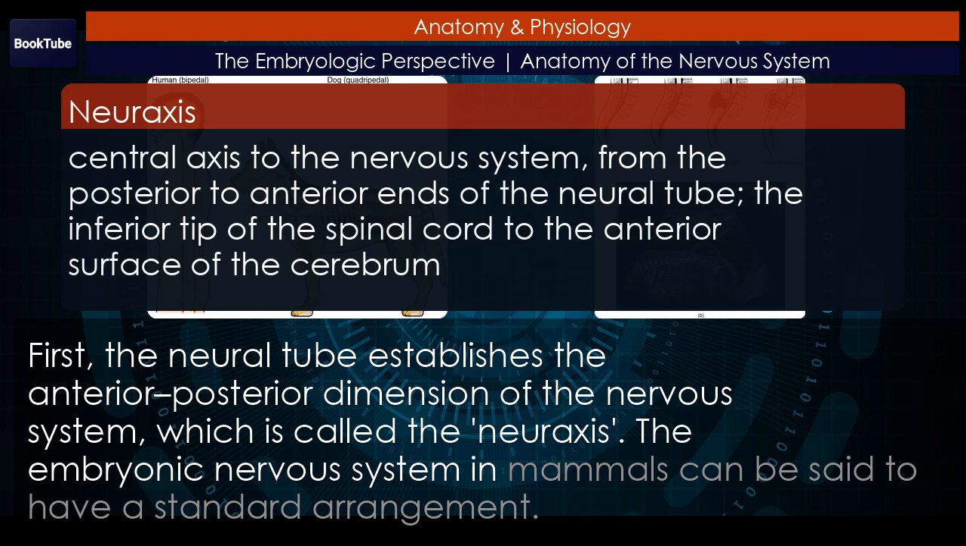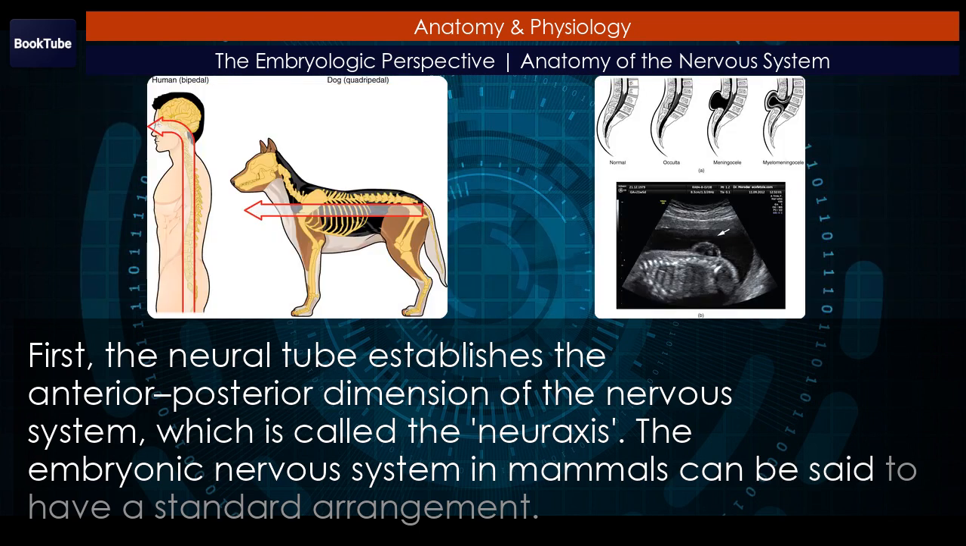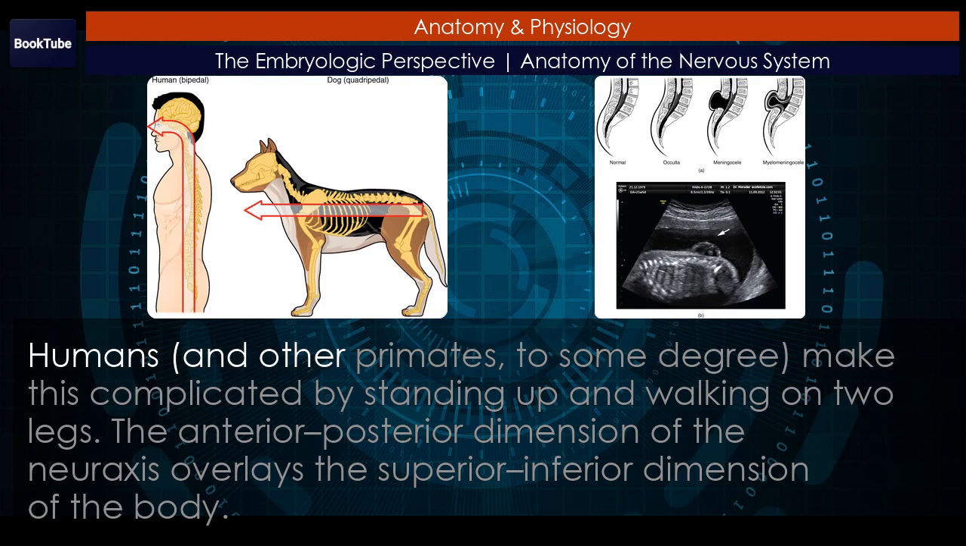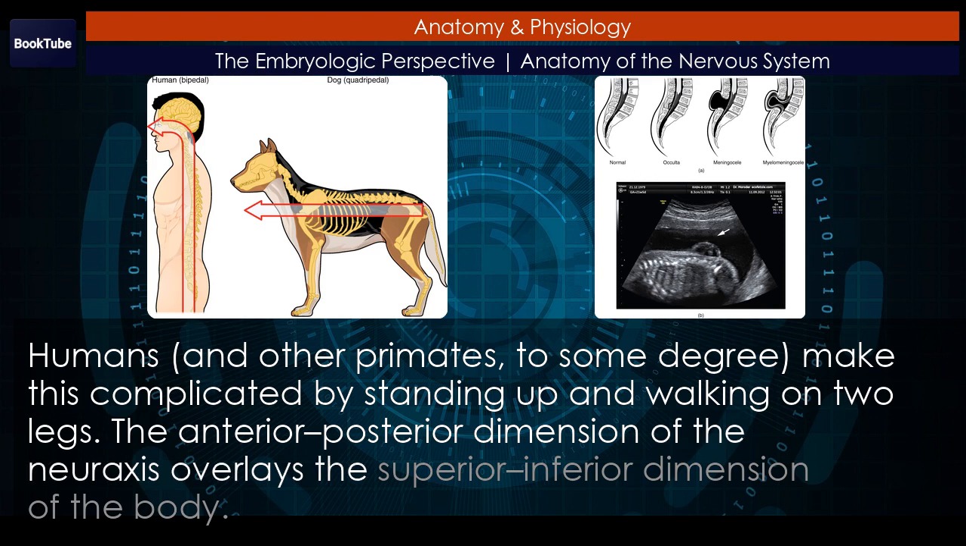The embryonic nervous system in mammals can be said to have a standard arrangement. Humans and other primates, to some degree, make this complicated by standing up and walking on two legs. The anterior-posterior dimension of the neuraxis overlays the superior-inferior dimension of the body.